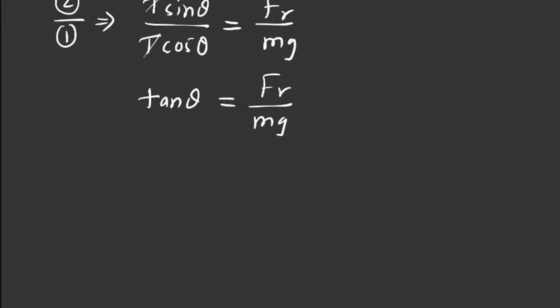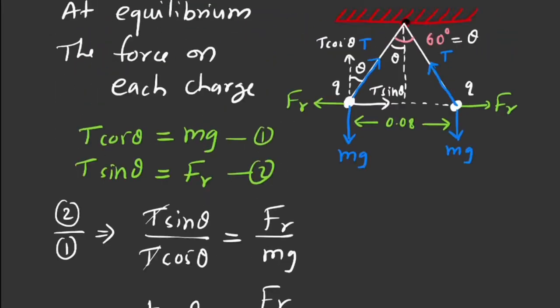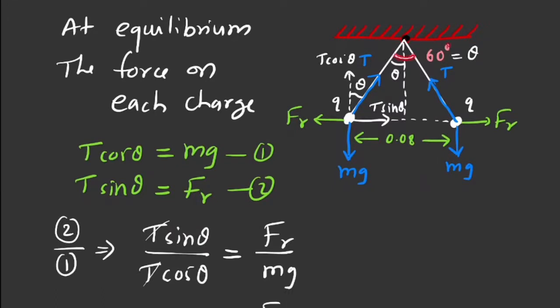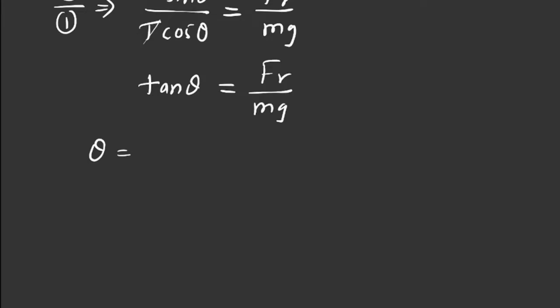What is given? Now see, tell me what is the value of theta here? If the angle between the two threads is 60 degrees, now what is this theta? Because if this is theta, this is also theta, isn't it? So what is the value of this theta? If this is 60, this is 30 and this is 30, isn't it? So here the value of theta becomes 30 degrees.